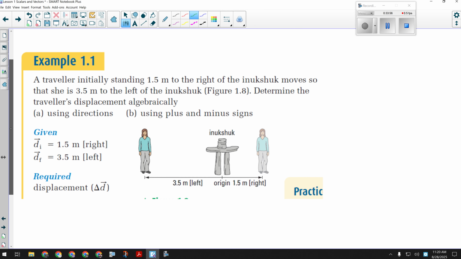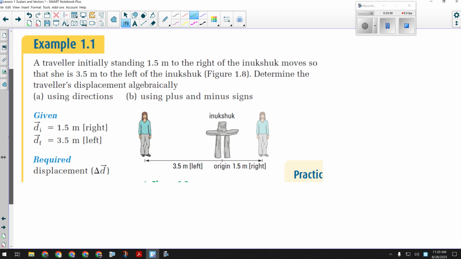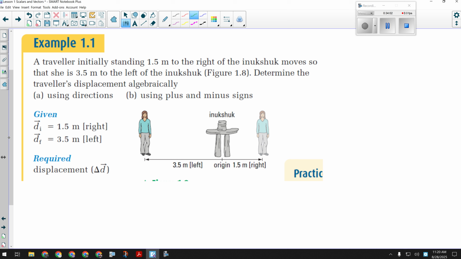Okay, I want you guys to write this example down, and then see if you can solve it. I'll give you a couple minutes.